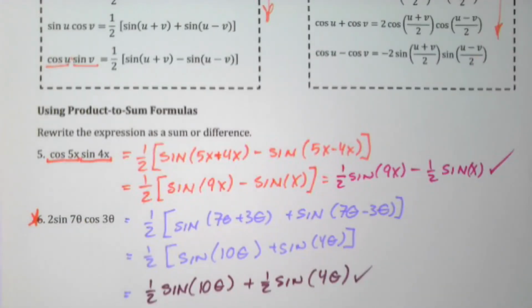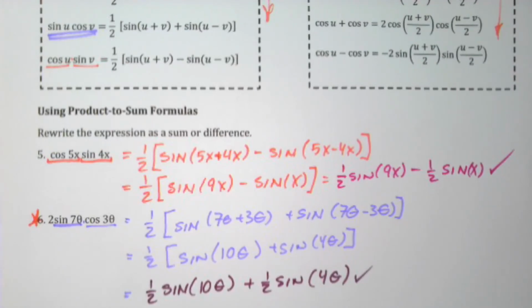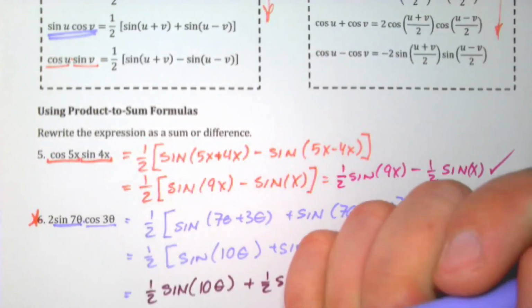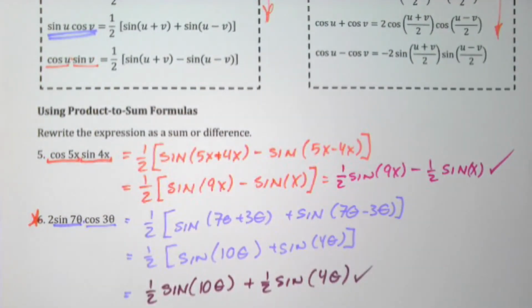As we wrap up this 5.5, we're looking at number 6. We see we have a sine times a cosine. And as we look up top to those formulas, that's that second to last formula we're going to be pulling from. We're going to be letting u equal 7 theta, v equal 3 theta, and this entire time we also have this 2 floating out front. So this is something we're going to touch on a little bit right now.